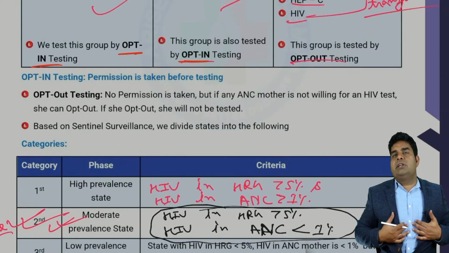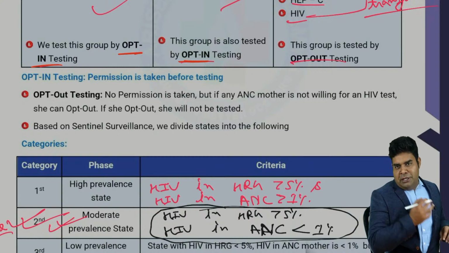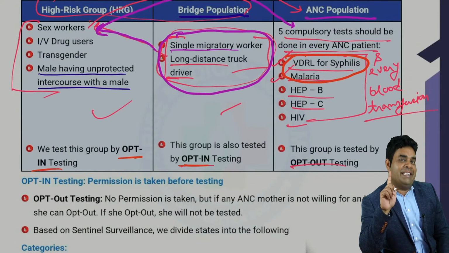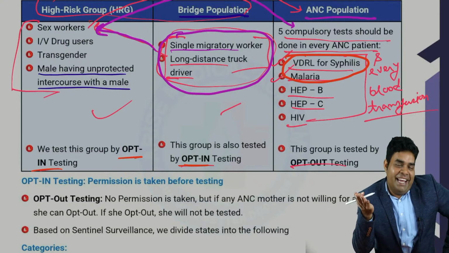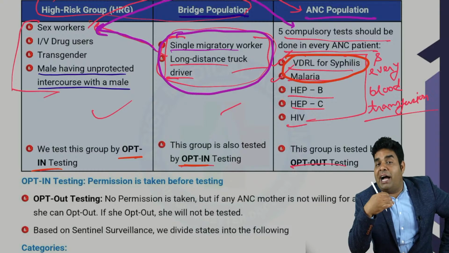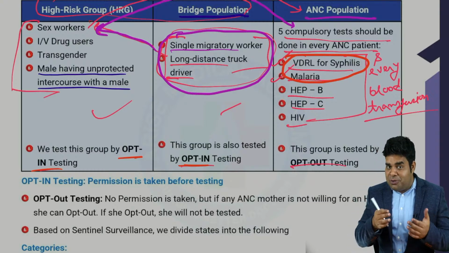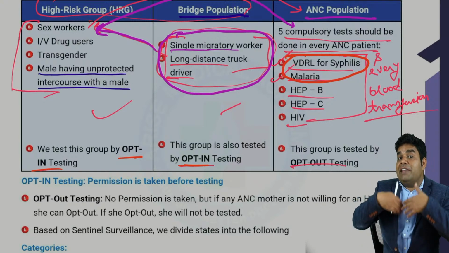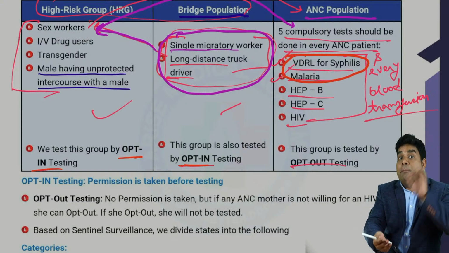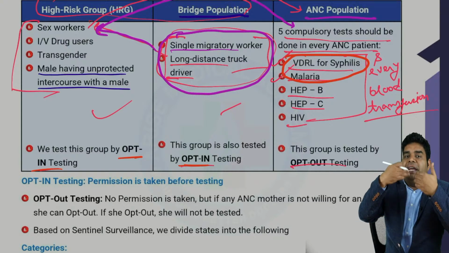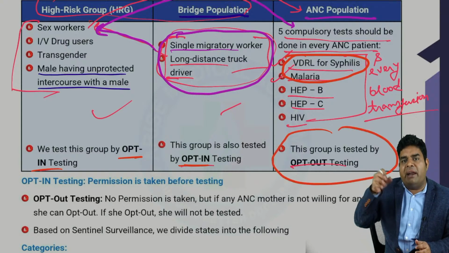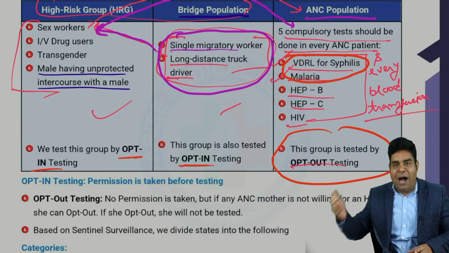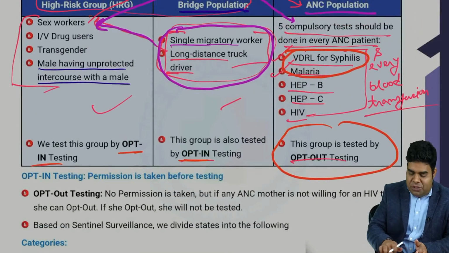Okay, imagine me as a transgender. So I'm a transgender and you came to me. Why did you come to me? To test me for HIV. So if you came to me, first you will ask for my permission. Should I take it? Then I will say, take it. I will give you permission. Then you will take my blood sample. So that means I am opting in. But ANC mothers are already in the panel of tests. So if someone is already in the panel of tests, they cannot opt in further. They can only opt out. So opt-in testing is in these two and opt-out there.